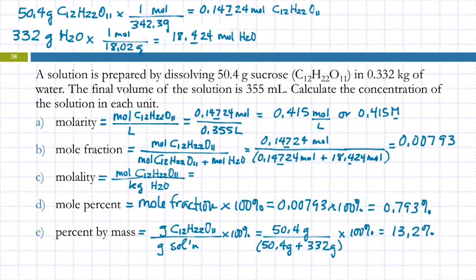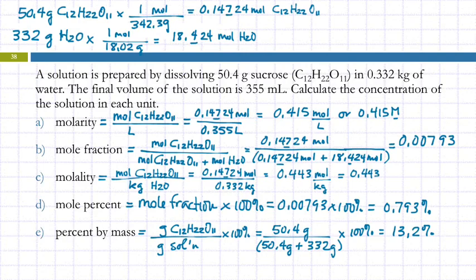Here we've got the moles of the sugar, 0.14724 moles, divided by the mass of water in kilograms, 0.332 kilograms. So 0.14724 divided by 0.332 equals 0.443 moles per kilogram, or 0.443.